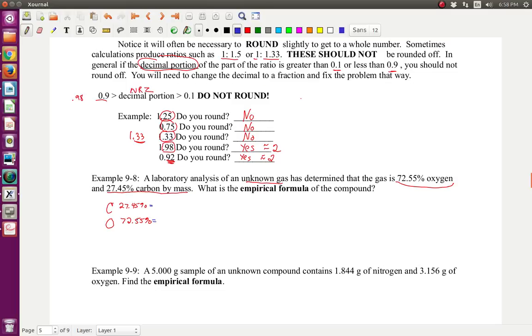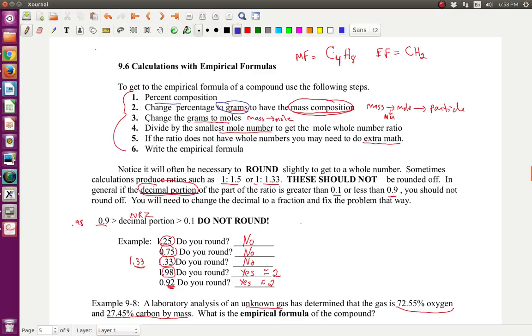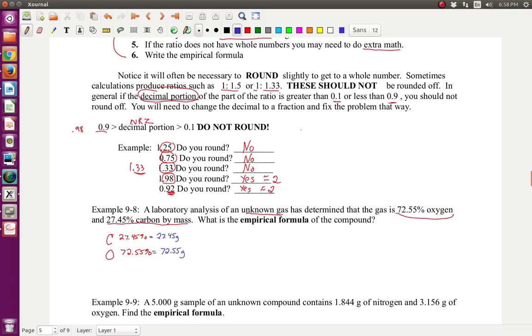But if I had 100 grams of it, 27.45 grams would be carbon, and 72.55 grams would be oxygen, because 100%, change that to 100 grams, add these two together, you get 100 grams. So you just change the percent into grams. That's all you're doing. You just change the unit. Now that I have grams, the next step says change your grams to moles using the molar mass.